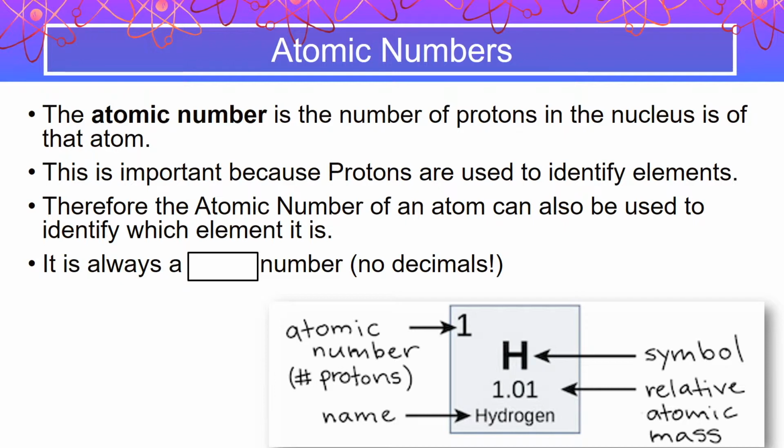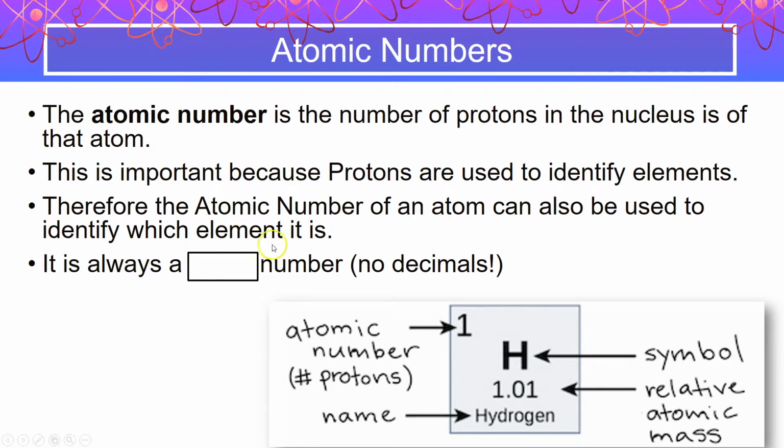So for example, hydrogen's atomic number is 1 because it has 1 proton. Lithium's is 3 because it has 3 protons. Carbon is 12 because it has 12 protons. Oh, sorry, carbon is 6 because there's 6 protons. Its mass number is 12. That's on our next slide. And so you can go through, and if you're looking at the atomic number, that's how many protons it has.